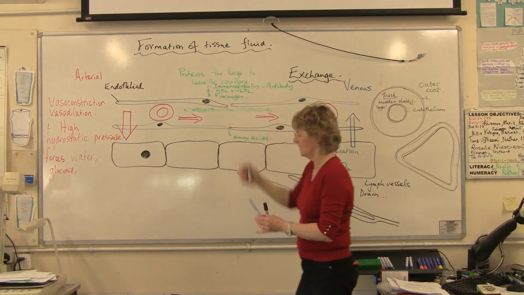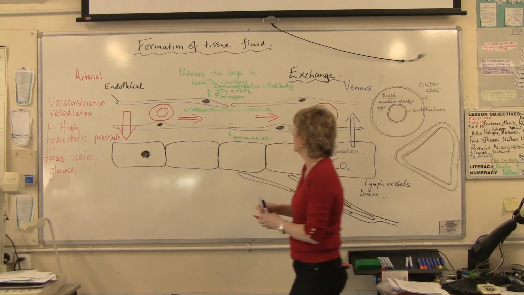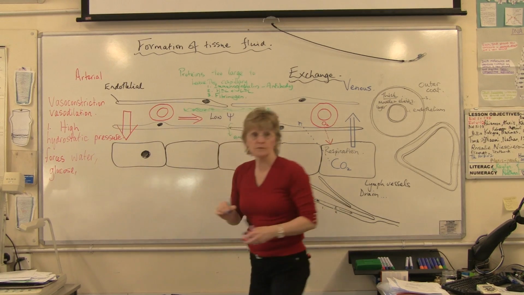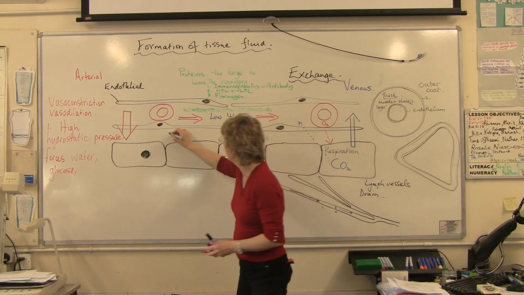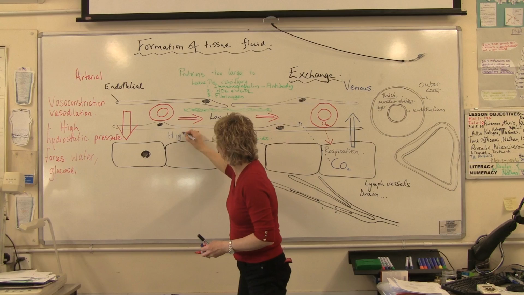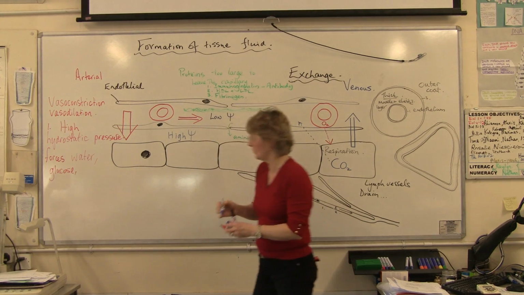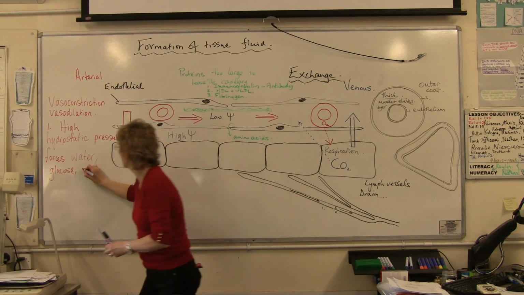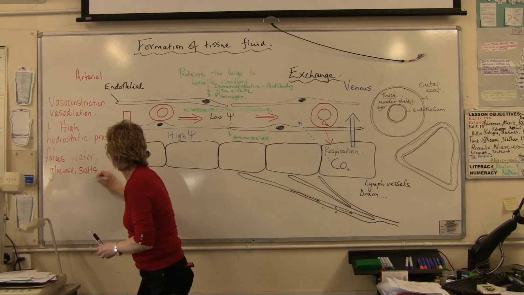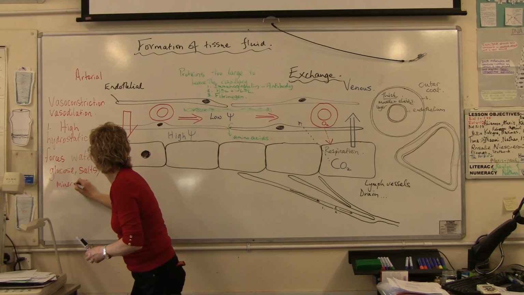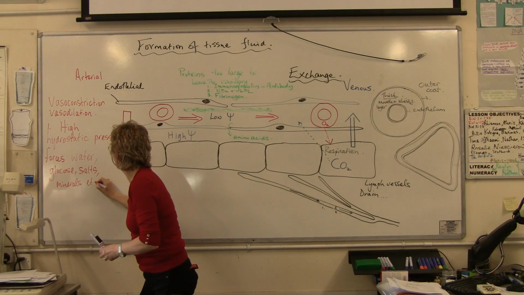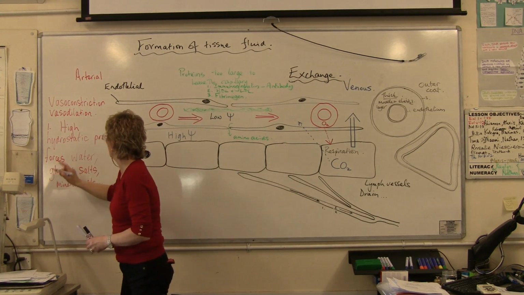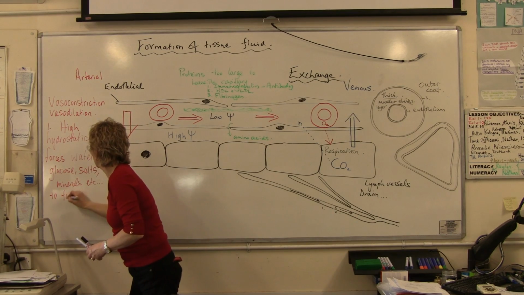So they maintain the plasma within the capillary as the area of low water potential, okay? And the area of high water potential will be the tissue fluid, all right? So let's look what we've got here. So we've got water, glucose, salts, minerals, etc. Okay? They're all forced through and they form tissue fluid.